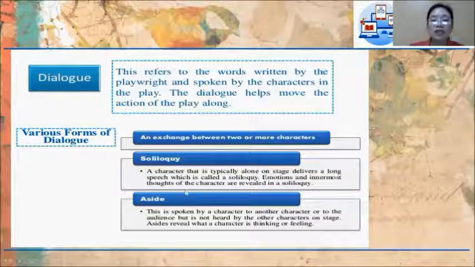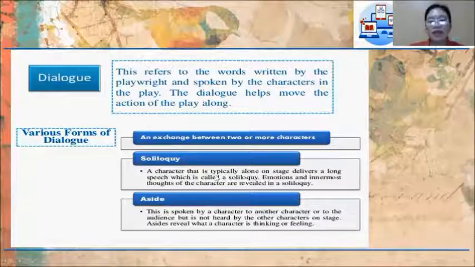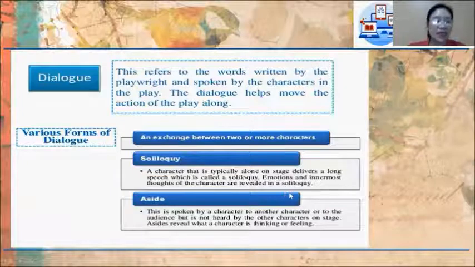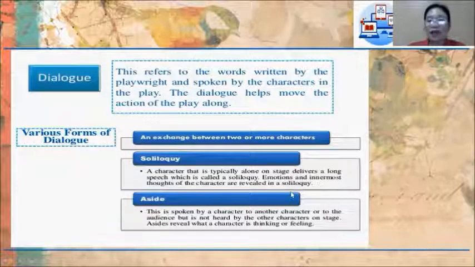Now, soliloquy is when a character is typically alone on stage and delivers a long speech. Now, emotions and innermost thoughts of the character are revealed in a soliloquy. In other words, soliloquy is the act of talking to oneself and or an act of speaking one's thoughts aloud.